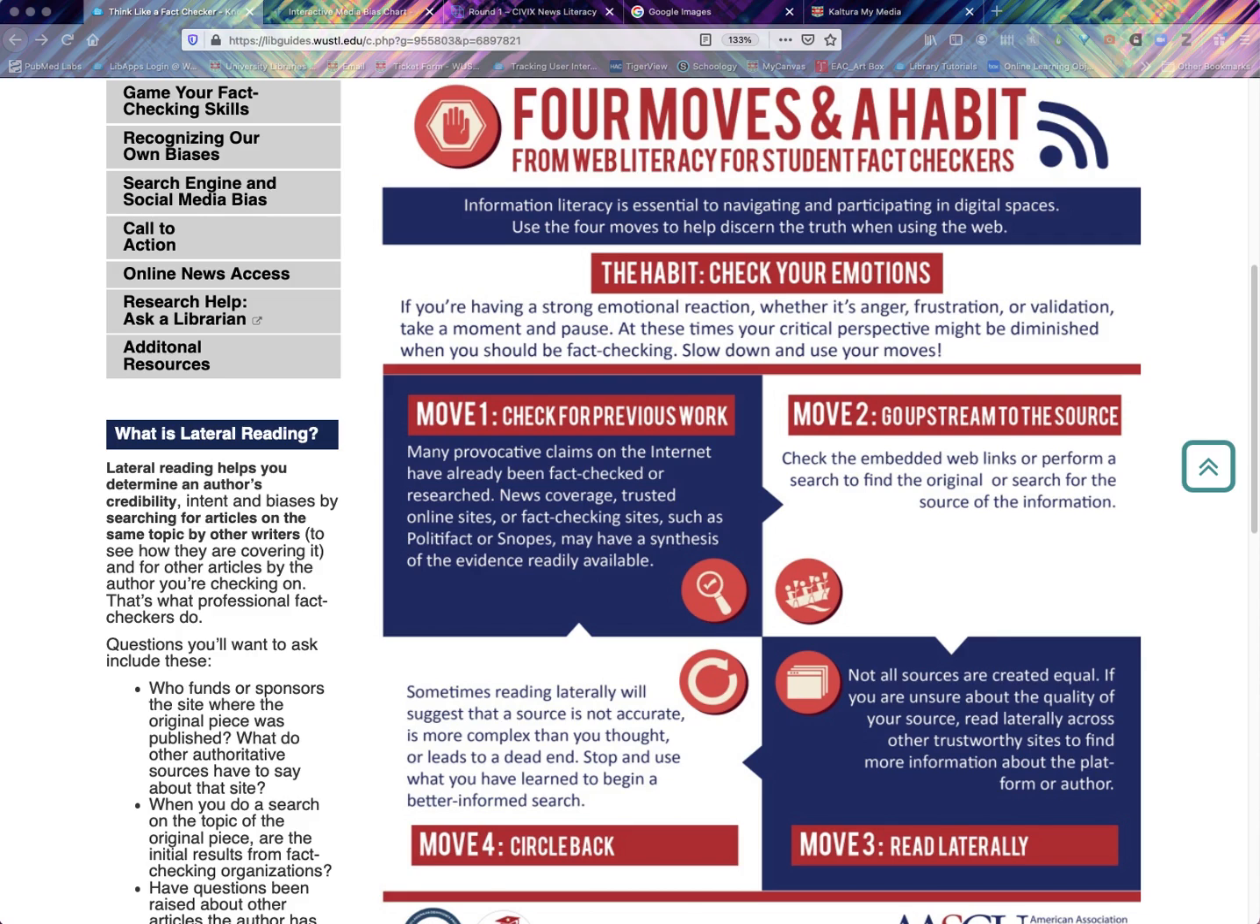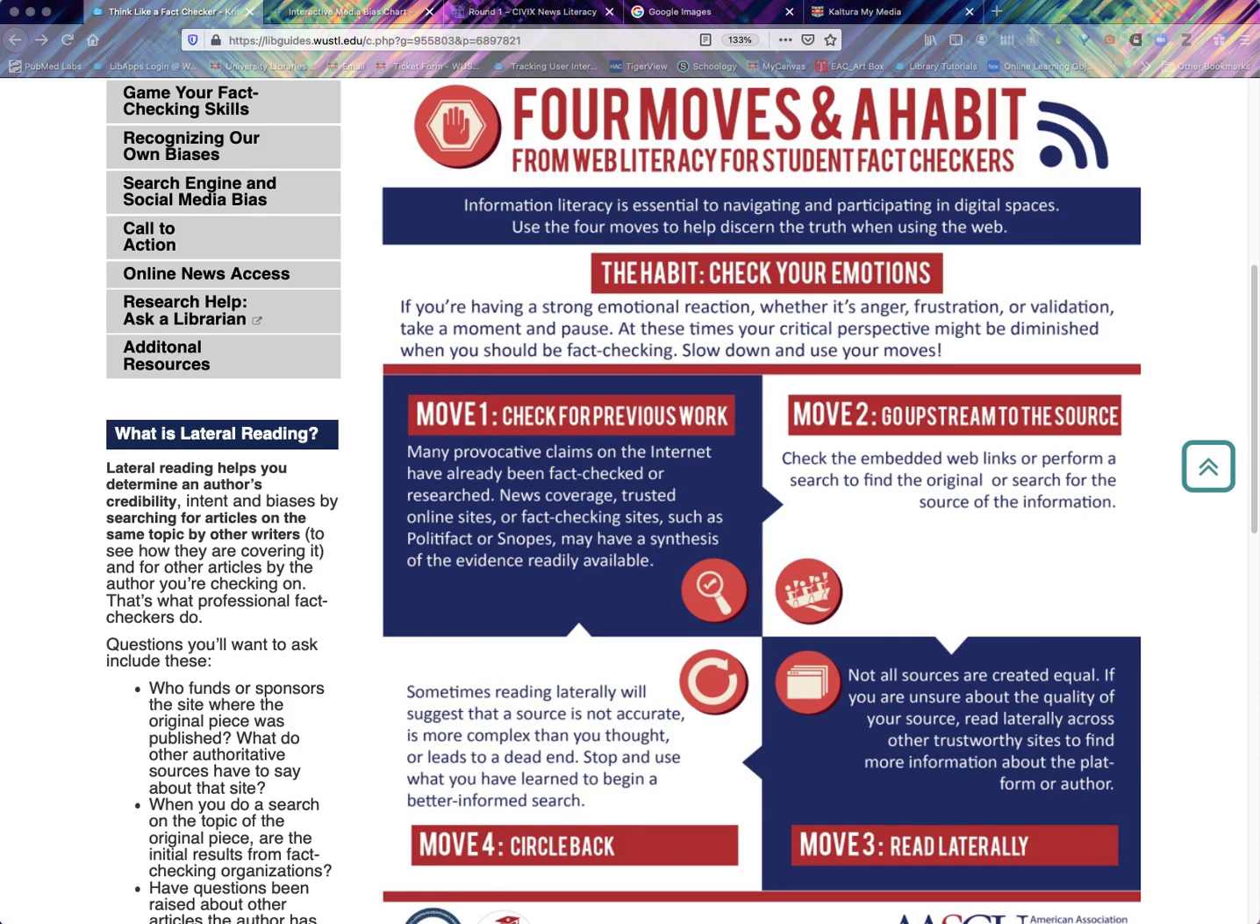The habit is checking one's emotions and slowing down to use your moves. Move one is to check for previous work. Has the news already been fact checked, or is it available from a trusted online site? Move two encourages us to go upstream to the source. Trace back to see if you can find the original source of the information.